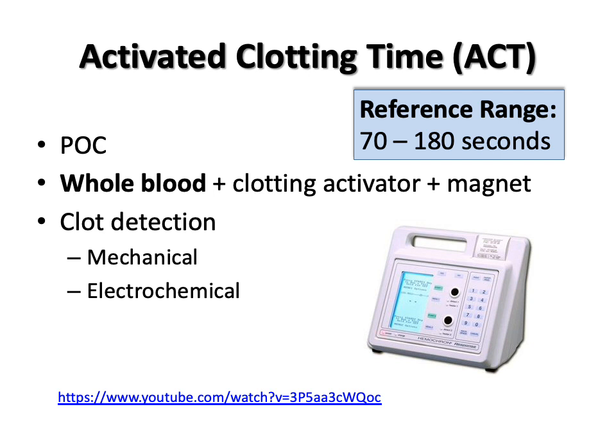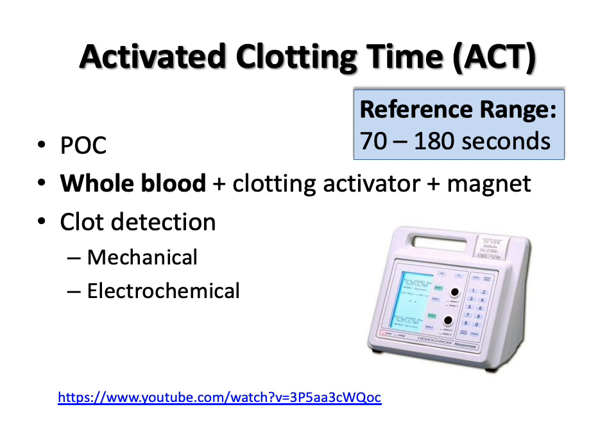Mechanical detection is based on the movement of a metal ball between two magnets within the sample. Fibrin formation restricts the movement of the magnetic ball, resulting in an endpoint, which is recorded as the clotting time.